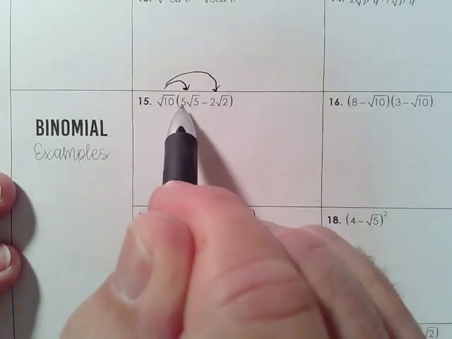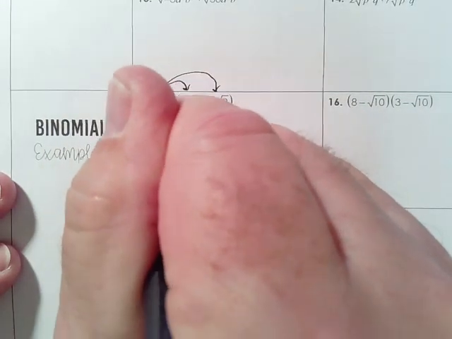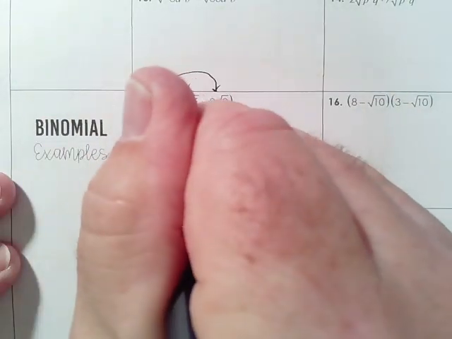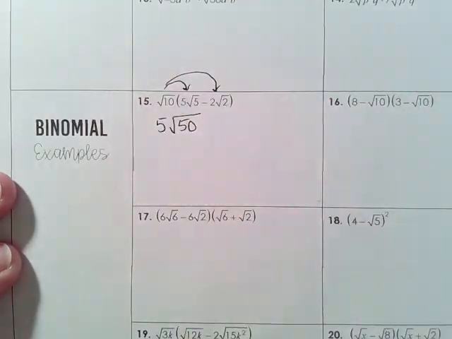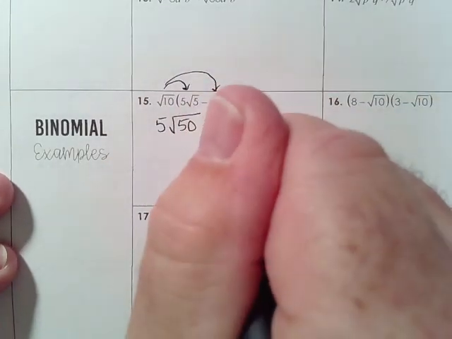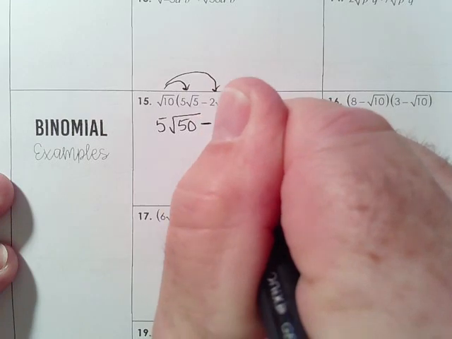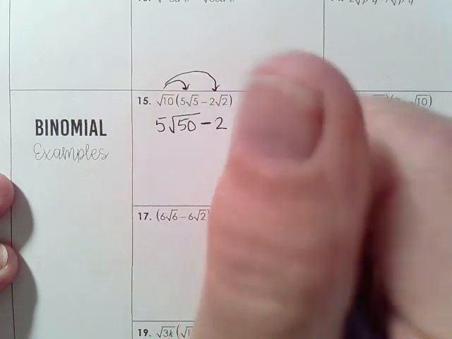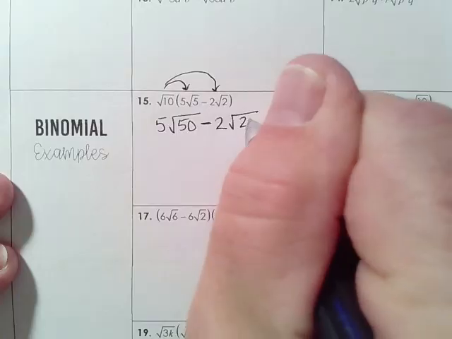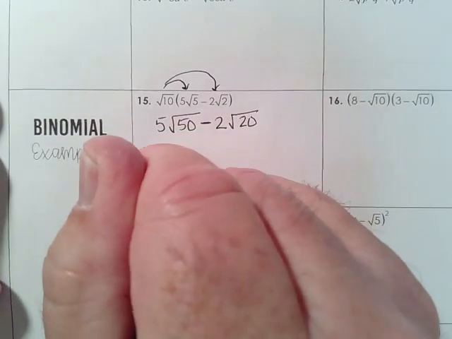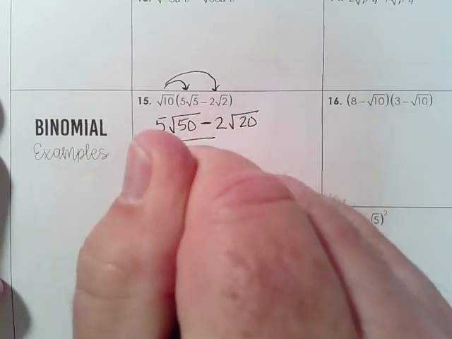There's nothing outside of here, but this 5 will remain when we multiply these. What is radical 10 times radical 5? Well, that's radical 50. Then a subtraction. Again, there's nothing out here, so we have this negative 2. And radical 10 times radical 2 is radical 20. This might be our final answer. I don't know. Is it? Well, let's factor the radical 50 in a factor tree.